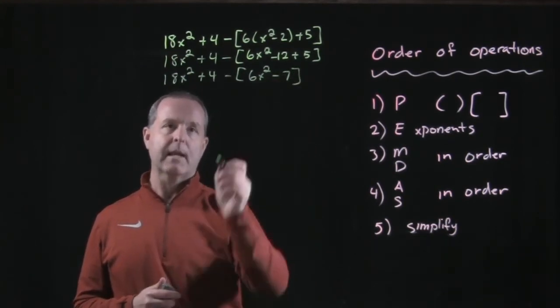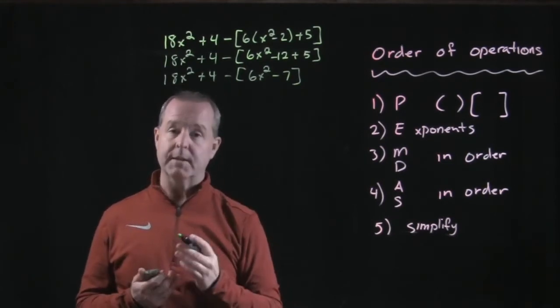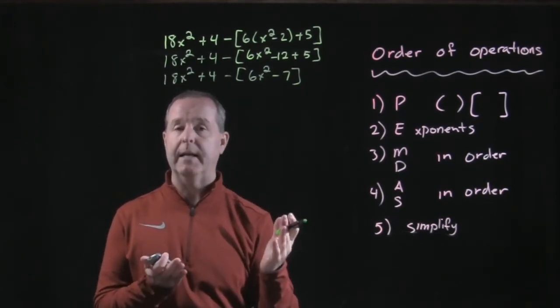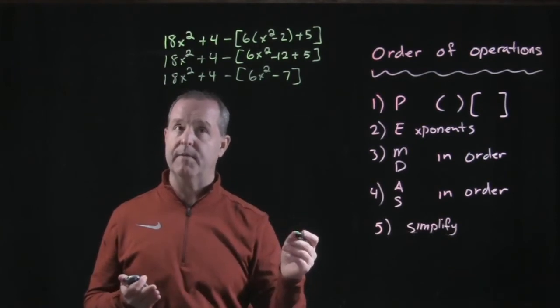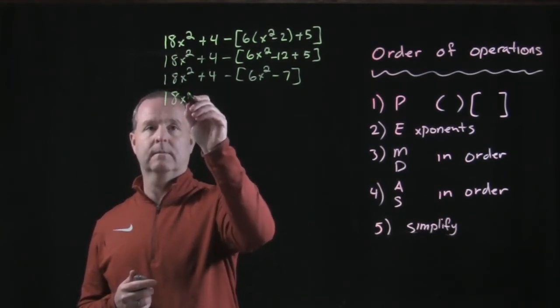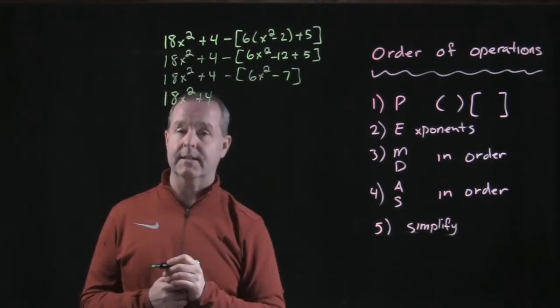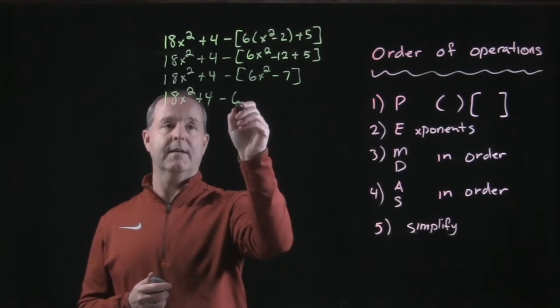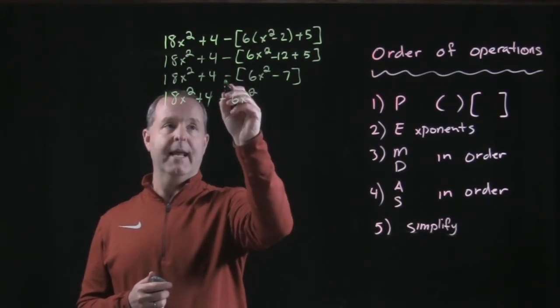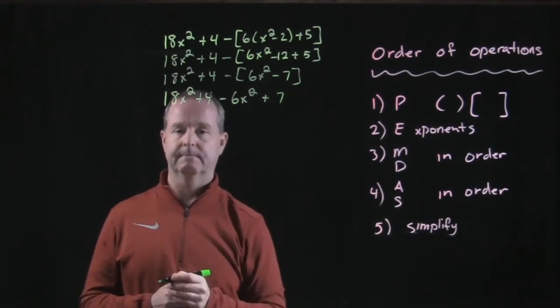Check. Still have some parentheses. Notice I have a negative or subtraction sign outside of that grouping. Remember, we can also distribute that across as well. So this is negative 1 times the 6x squared produces a negative 6x squared. Negative times a negative 7 produces a positive 7.